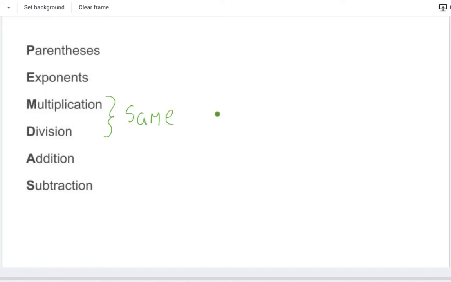If you multiply by 1/2, or you divide by 2, it's the same operation. So you don't do multiplication before you do division, you do multiplication or division before you do addition or subtraction, and you gotta go from left to right just like you read a book.